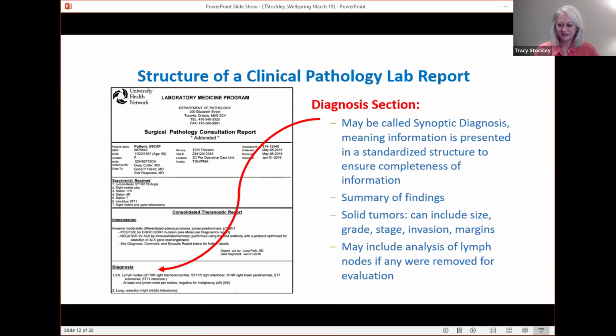The diagnosis can also include a summary of the findings. So for solid tumors, that's things like the size, the grade, the stage, whether it's invaded to the edge of the tissue they're looking at, which means it's larger and more advanced. Margins, meaning is there tumor at the edges of the tissue that they've taken? Again, just indicating whether it's more advanced or not. And if any lymph nodes were taken, it might also list the details of the lymph nodes that they saw, especially if there was something related to the cancer.